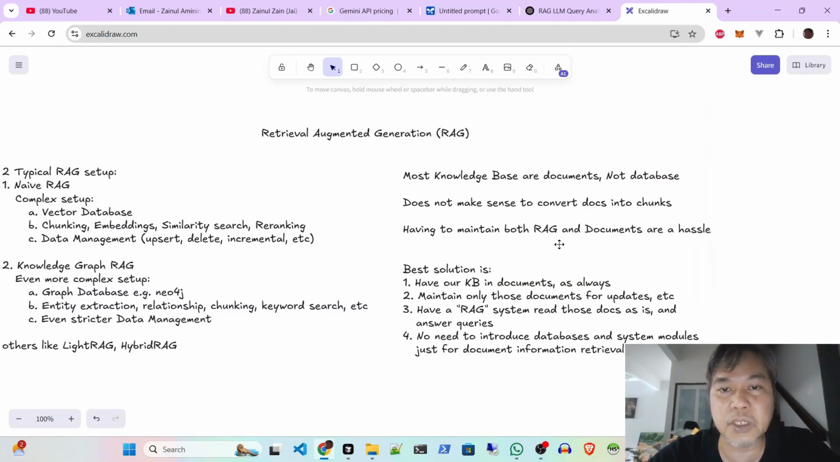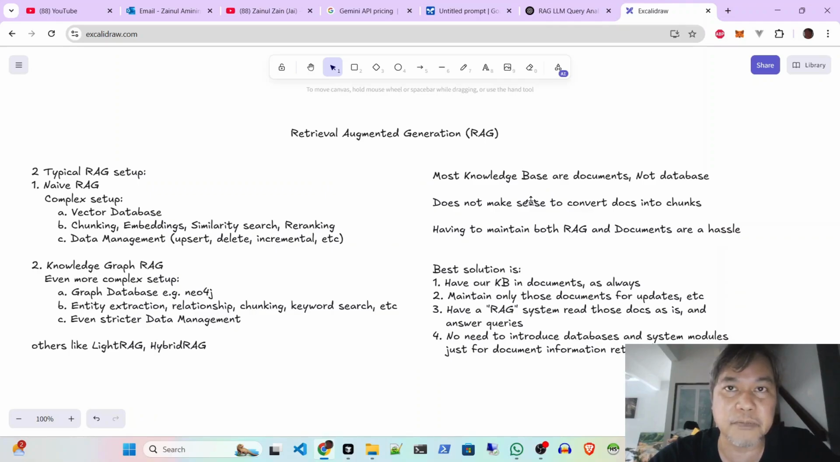Right. As we know, most knowledge that we keep in the company, for example a policy document or some sort of guidelines, is more like documentation, and most of those things are in documents already. They're not in a database, but in documents, right? So it doesn't make sense to take that document, convert it into chunks and put it in a database, and then have to maintain those documents as well as the database and the ingestion portion of the RAG system, right?